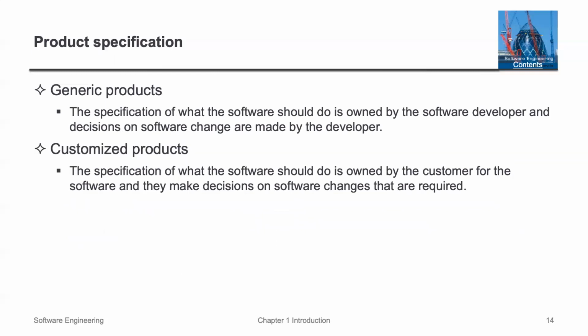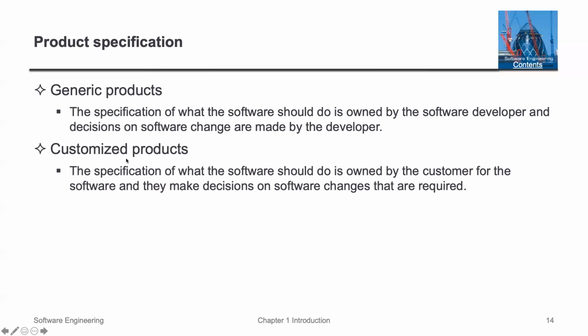So what about dealing with the product specifications and dealing with these two groups again? For generic products, the specification of what the software should do is owned by the software developer, and decisions on software changes are made by the developer. So you're developing a shrink wrap set of software that's sold in a store, and you've made all those decisions trying to anticipate what the customer would want.